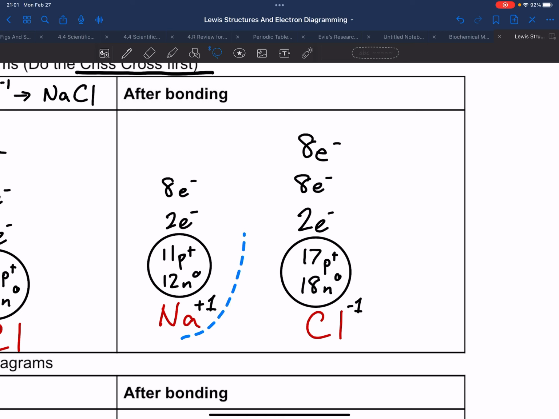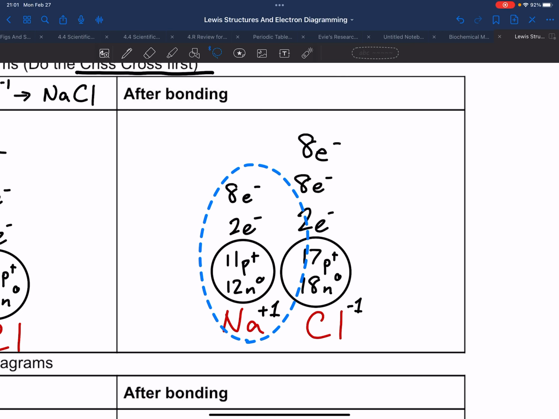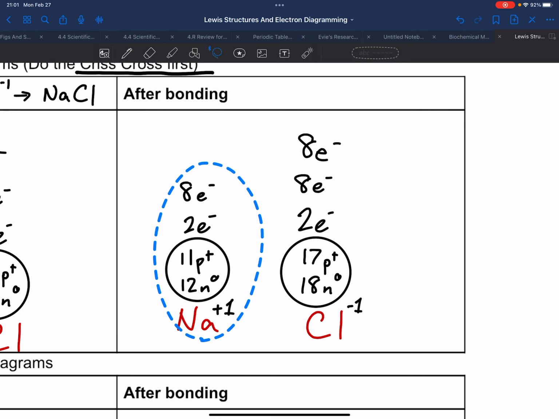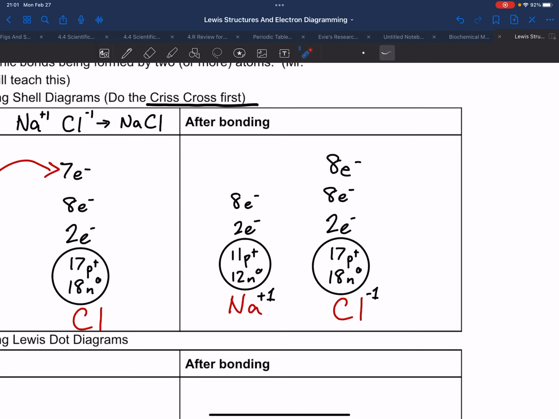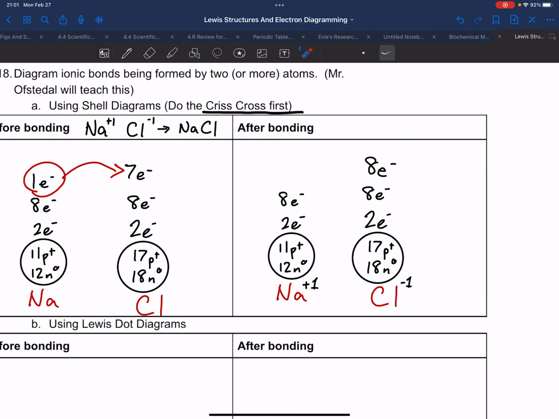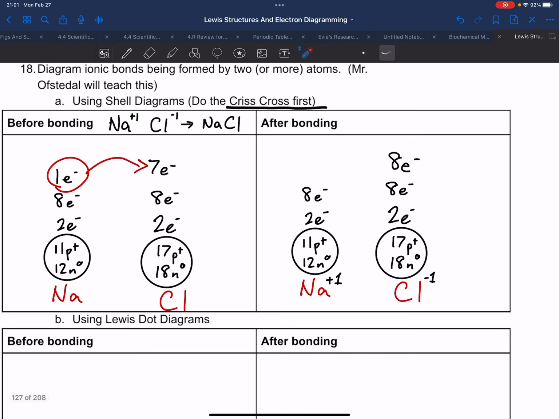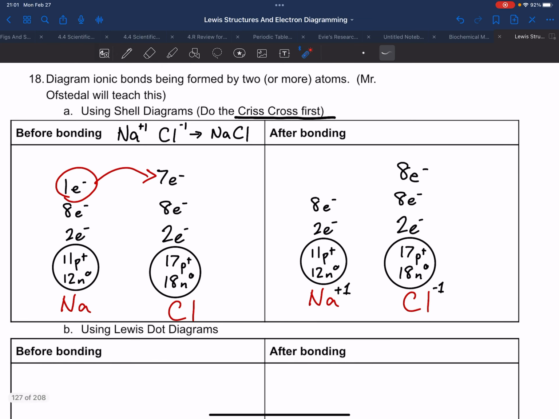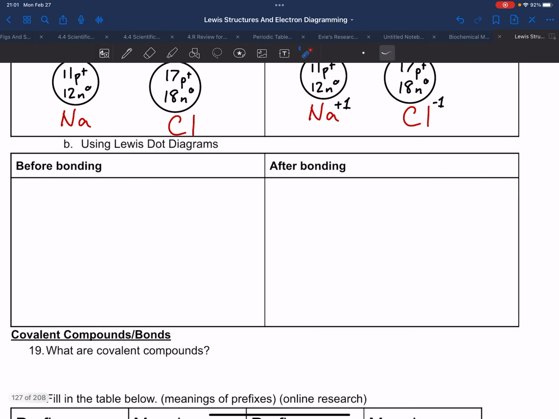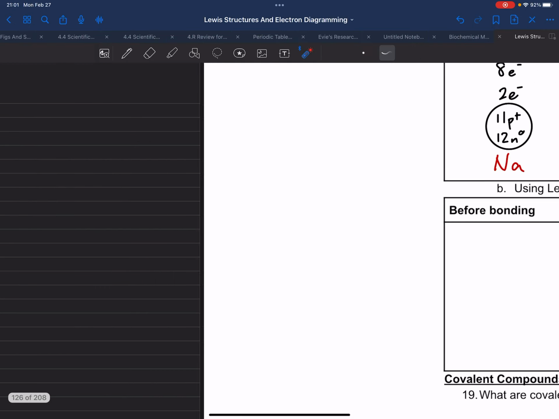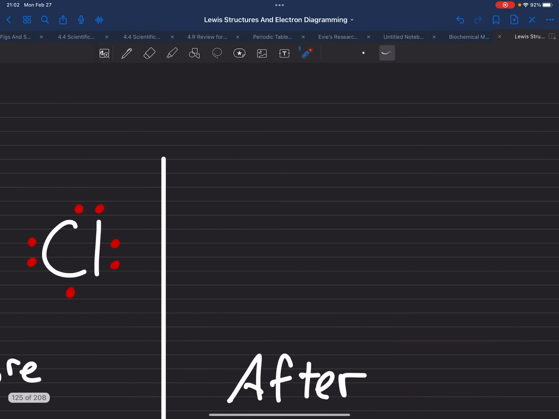That creates a bond between these ions because of the positive and the negative charge. Okay, so that's how we diagram the sodium chloride bond forming in shell diagrams. We're now going to look at Lewis dot diagrams. I'll come back to this in just a moment.